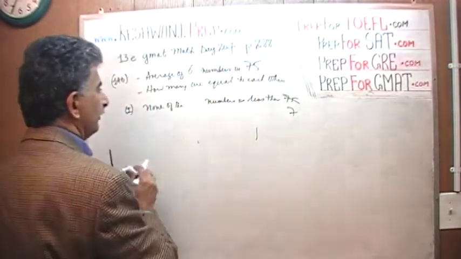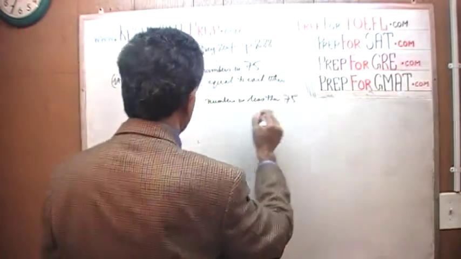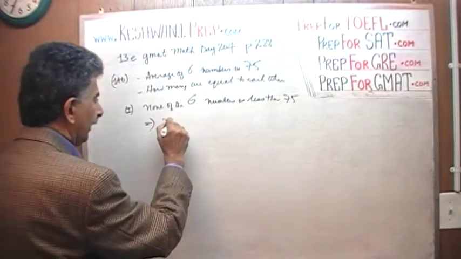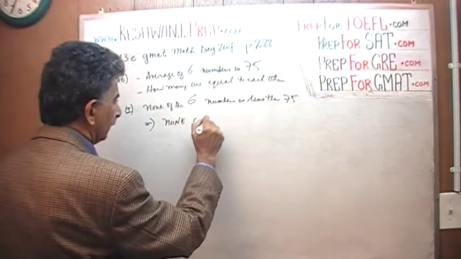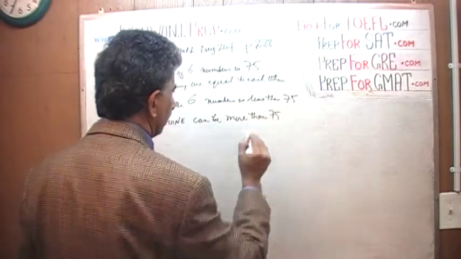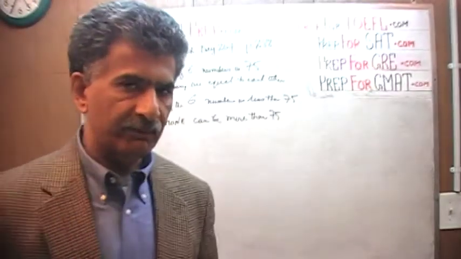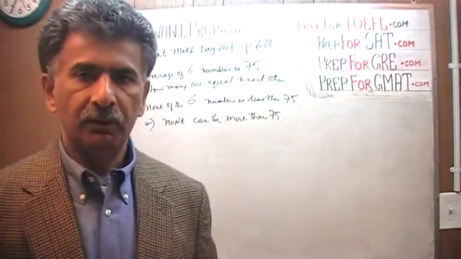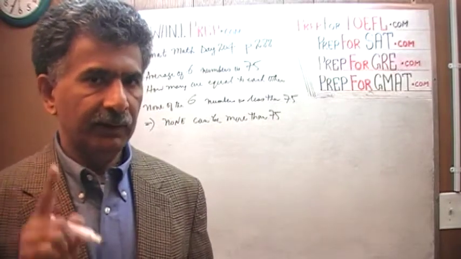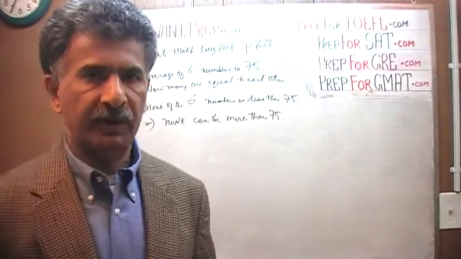and if none of these 6 numbers is less than 75, if none of them we are told is less than 75, it must imply that none can be more than 75. None can be more than 75, because even if you had one number more than 75 in a whole bunch of numbers whose average happens to be 75, even if you had one number more than 75, then at least one number must be equally less than that number, however the other one is higher.